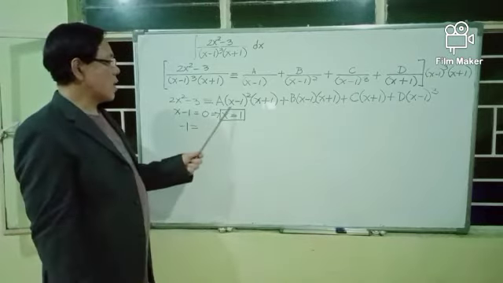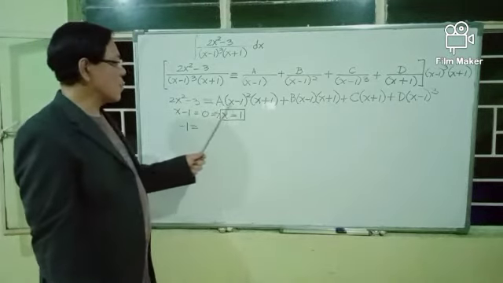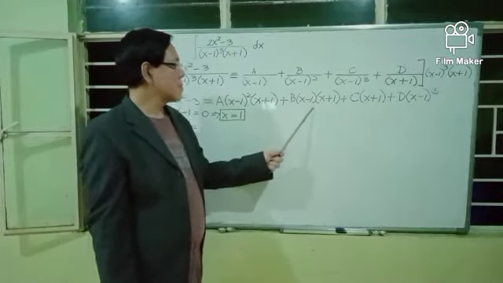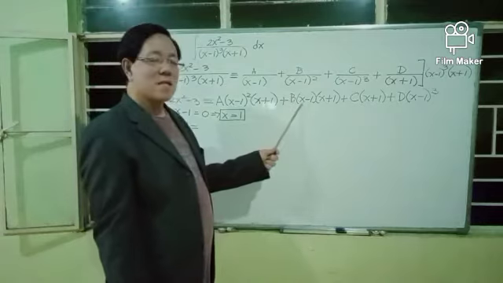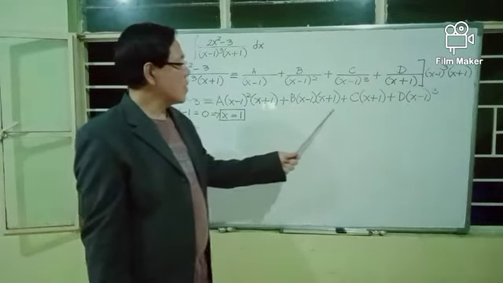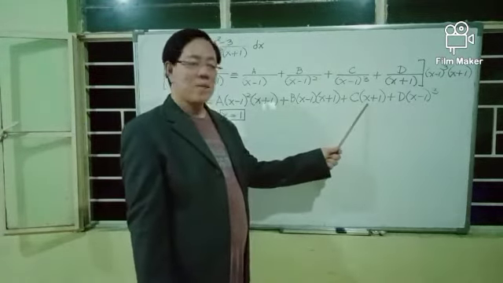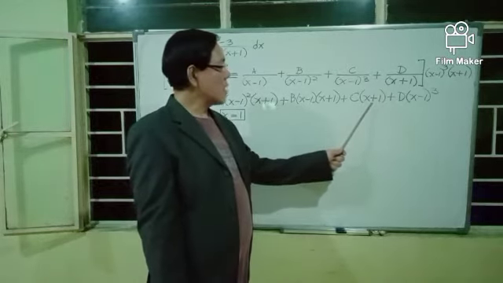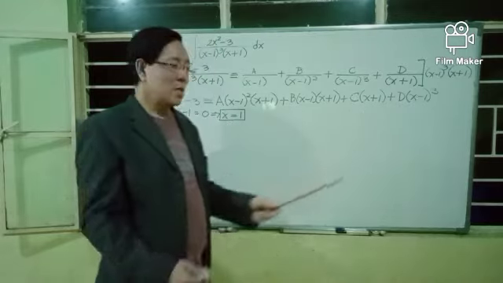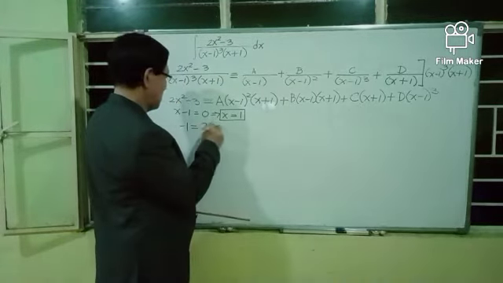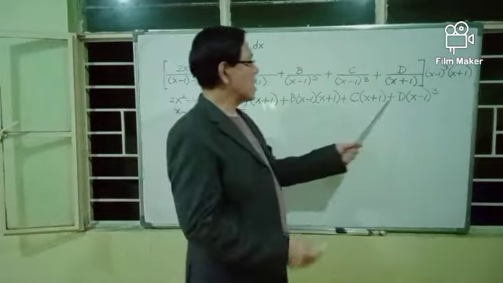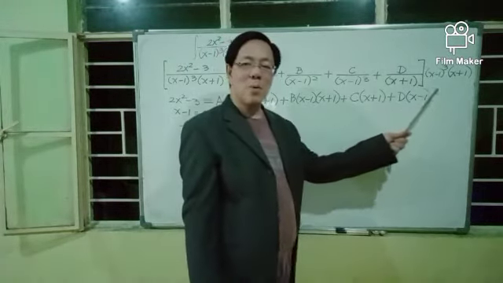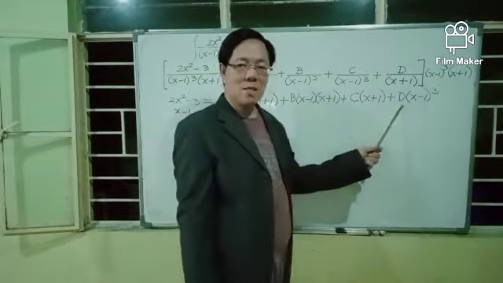When x is 1, this term will be 0. When x is 1, this term will be 0, because 1 minus 1 is 0. If x is 1, this term will not be 0, because you have x plus 1 and x is 1. So you get 2 multiplied by c, which is 2c. And when x is 1, the last term is 0, because x minus 1 is 0, to the power 3 is 0, multiplied by d is 0.